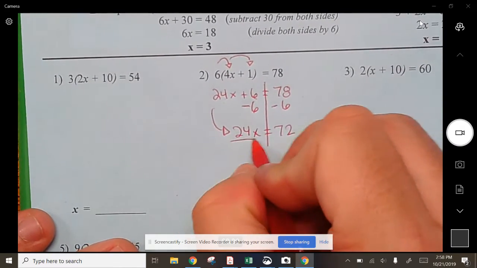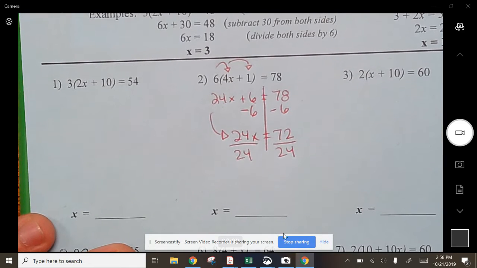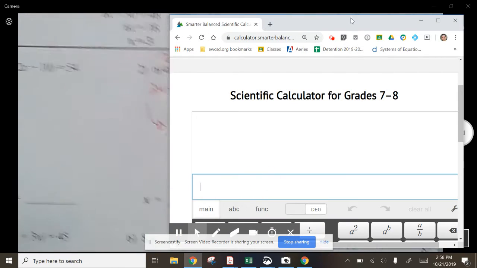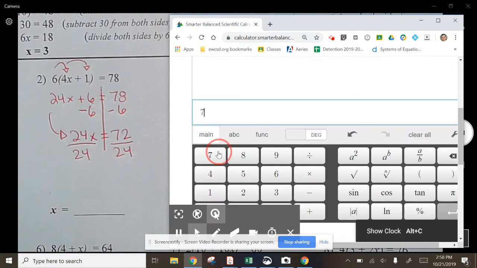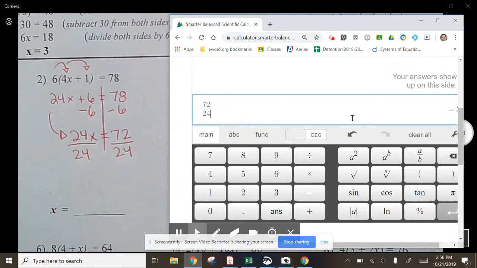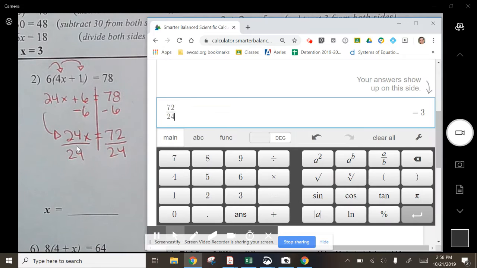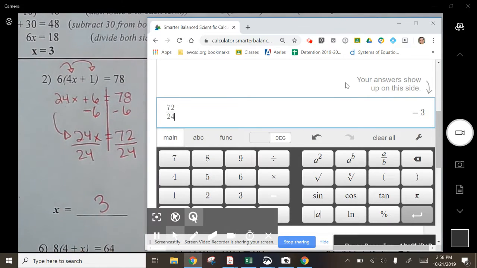Then from there, to isolate the x and get rid of the 24, you're going to divide. And feel free to open up your calculator. And what was the math again? It was 72 divided by 24. And if I look over here, I see my answer is 3. So x equals 3 for number 2.